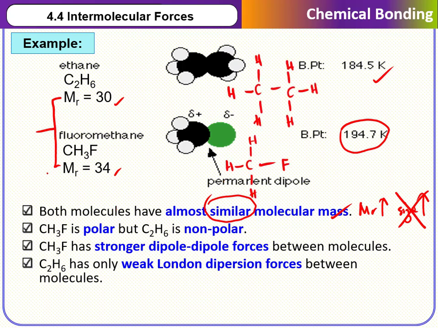It is better to discuss in terms of polarity. Why? Because we know that fluorine is the most electronegative atom. So, fluoromethane has dipole-dipole forces between their molecules, must write between their molecules. While C2H6, the hydrocarbon having two carbons, has only weak London dispersion forces. Therefore, fluoromethane will have higher boiling point than ethane.